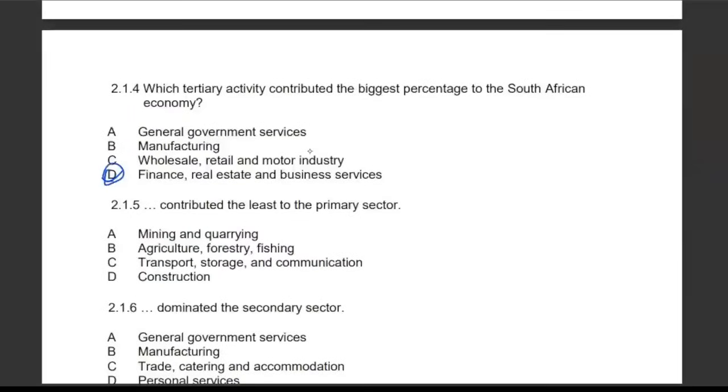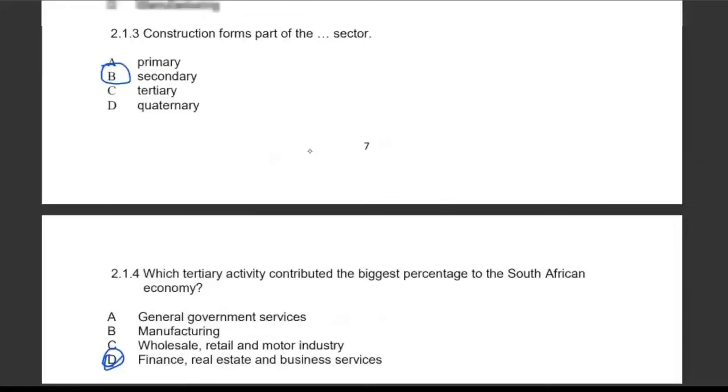Number 215. Dash contributed the least to the primary sector. We need to check. Mining and quarrying is primary. Agriculture and forestry is also primary. This is tertiary, it's out. This is construction, it's secondary, it's out. So we only need to check on these two, mining and quarrying and agriculture, forestry and fishing. We check which one contributed the least between the two.